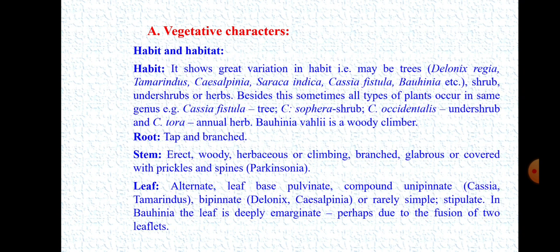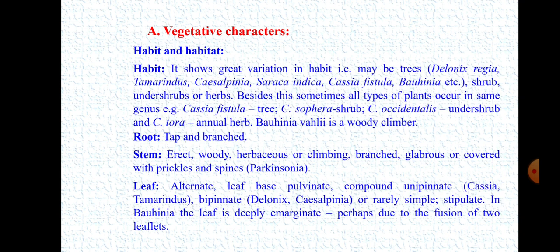Besides these, sometimes all types of plants occur in the same genus. For example, Cassia fistula is a tree. Cassia sophera is a shrub. Cassia occidentalis is an undershrub. And another species, Cassia tora, is an annual herb. That means the one genus Cassia has all the different types of habit: maybe a tree, a herb, a shrub, an undershrub, or an annual herb. So this is the category of the different kinds of plants and their habits.